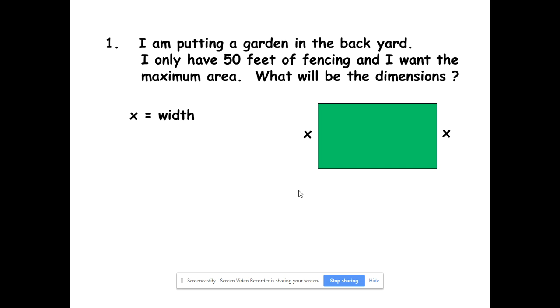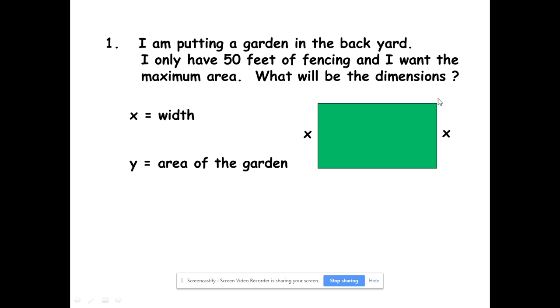It's critical when you have these write-your-own word problems that you define your variables, because I called it X, but you could call it A, B, W, whatever you wanted to. The y is always going to be what you are trying to maximize. So in this case, I'm trying to maximize the area of the garden. So I'm going to set y equal to the area.